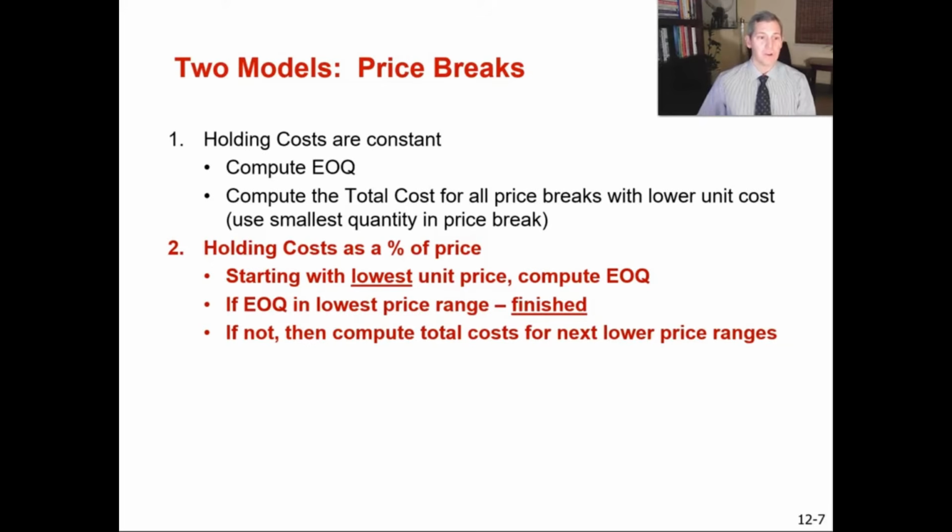So for this model, our holding costs are a percentage of the purchase price. We start with the lowest unit price and compute the economic order quantity. If the economic order quantity is in that lowest price range, then we're all done. We're finished, and we don't have to go any further. But if it's not, and the calculation is not feasible, then we have to compute the total costs for the next lower price range to see if it is a feasible order solution.